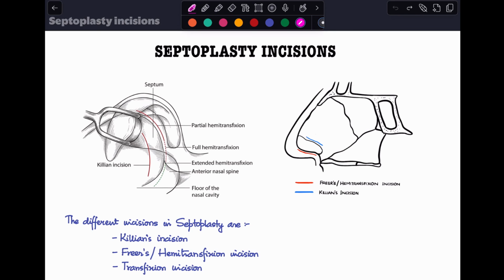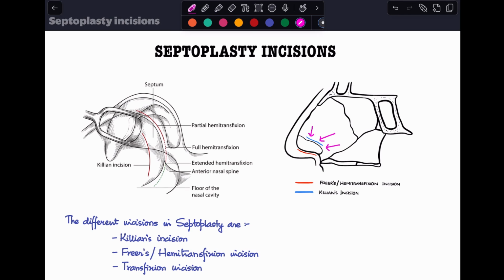Okay, so let's get started. We have three incisions in septoplasty that we need to know about. The first one is Killian's incision. If you look at this blue incision that you have seen over here, this is what is known as the Killian's incision. Now this is more commonly used in case of SMR.